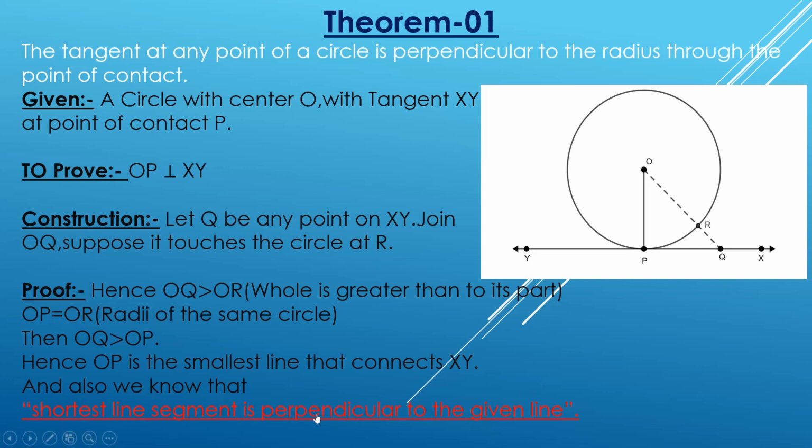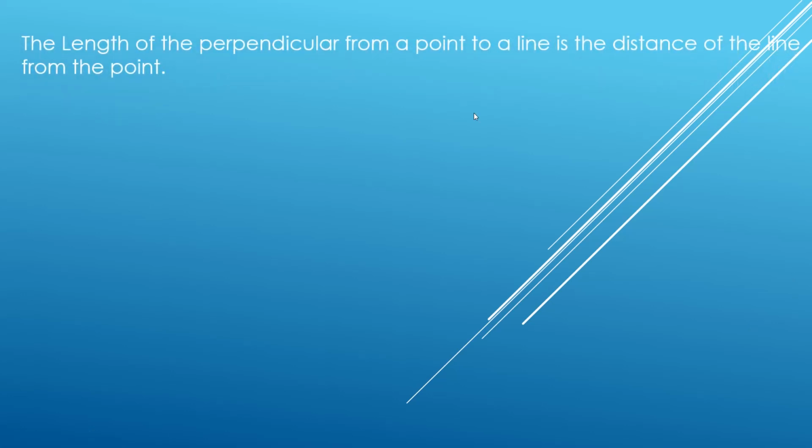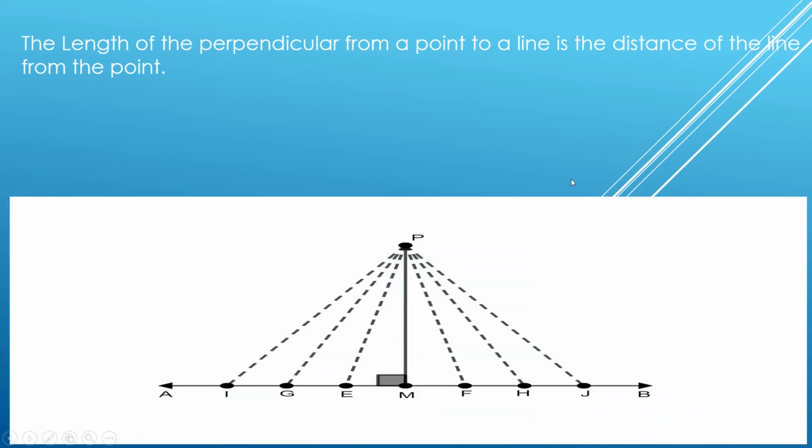We learned this concept in our previous standard under the same title, that means under the same chapter, circles. In that chapter we learnt this property: the length of the perpendicular from a point to a line is the distance of the line from the point. To understand this property, let us consider an image.